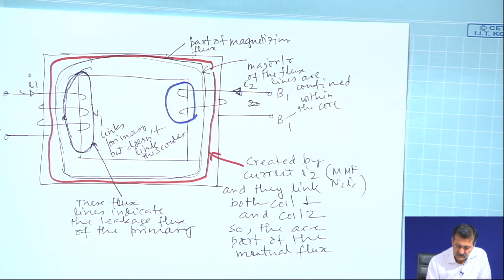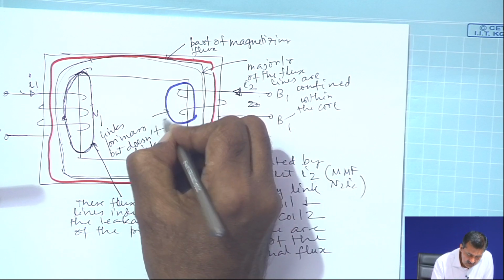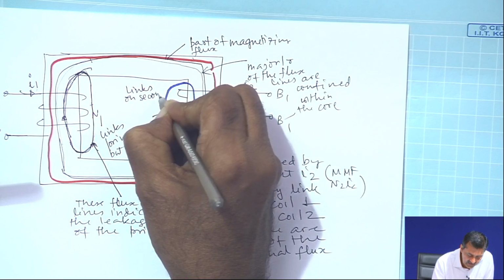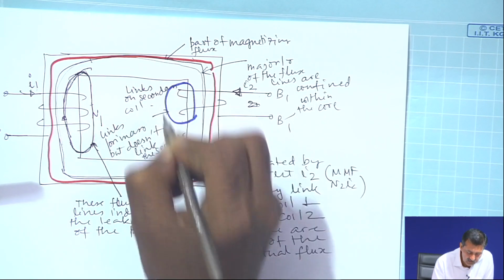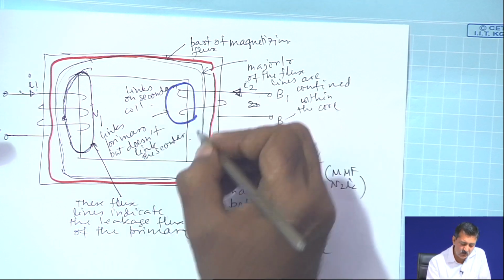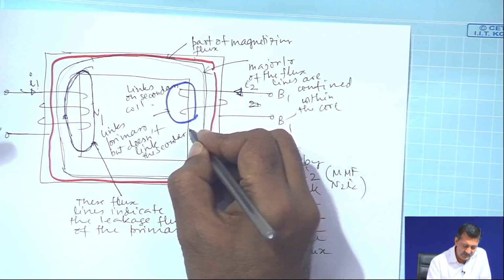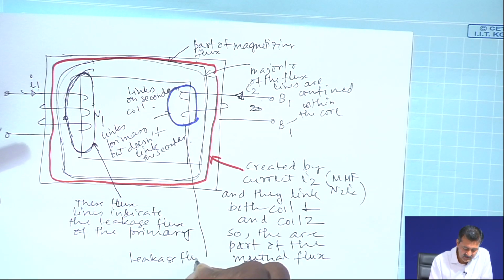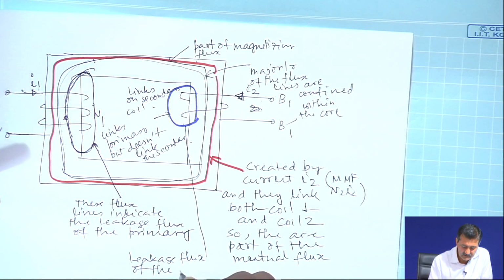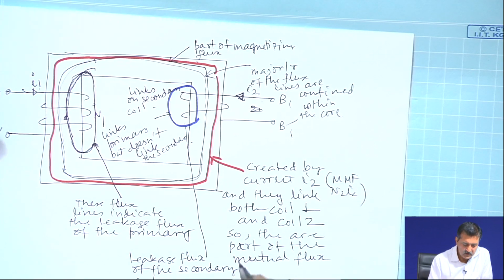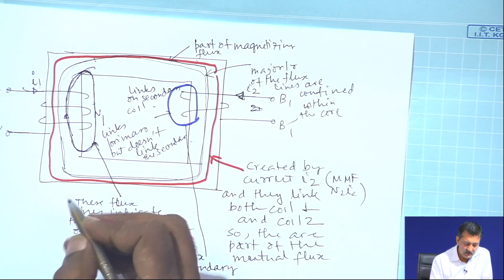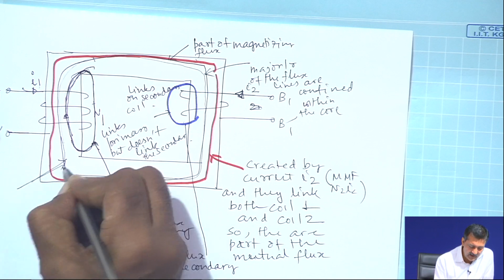This flux line links only the secondary coil. So, this is called the leakage flux. This flux line will be defined as the leakage flux of the secondary coil. These flux lines indicate the leakage flux of the primary. This flux line is a part of the mutual flux.